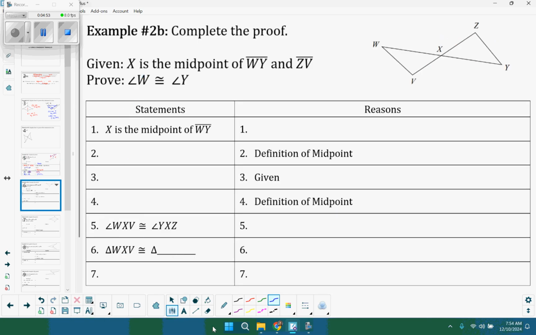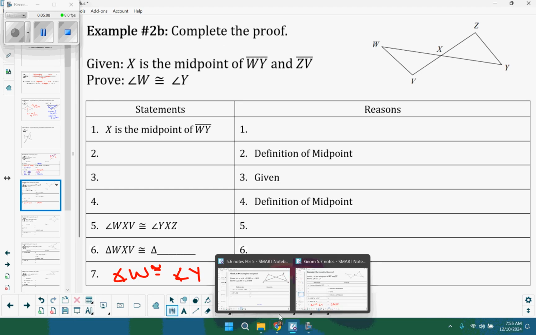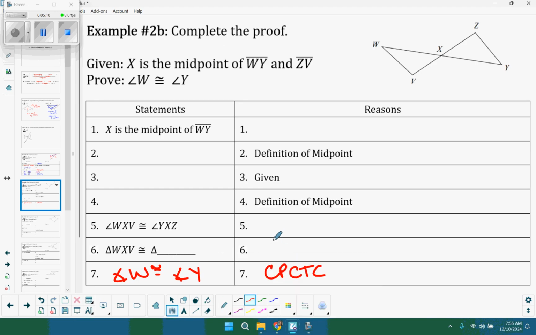So this one mentions angle W congruent to angle Y is the last thing we're going to say. And you notice above it, we said that two triangles are congruent. I can immediately right now put CPCTC here. I know after triangles are congruent, those things will be congruent by corresponding parts of congruent triangles are congruent. All right, we know step 1 is also given. And step 3 says given as well.